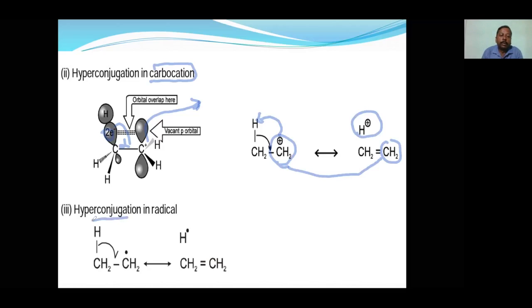Okay. Then hyperconjugation in free radical. This is a free radical. Now you should be very careful. Here a half arrow means one electron. A full arrow means two electrons. So this electron will remain as it is, because this bond is shifting from here to here, so only this electron is transferred to this carbon. That's why we use a simple half arrow, and this hydrogen is the hanging hydrogen. So three types of hyperconjugation we have studied: hyperconjugation in alkenes, in carbocation, and in free radical.